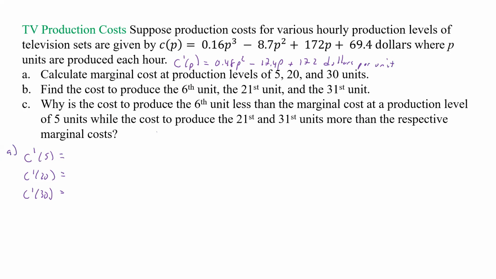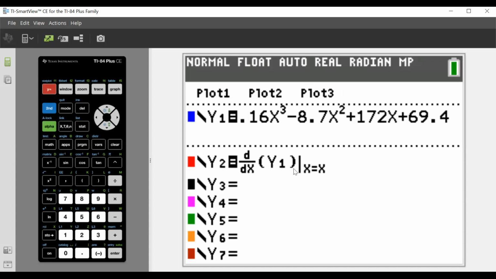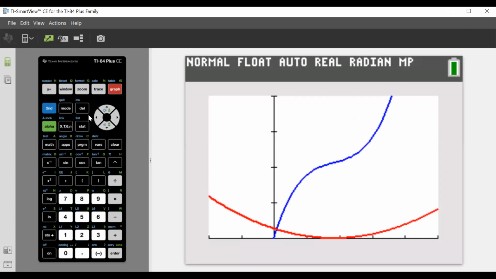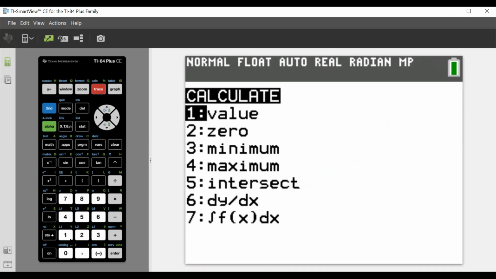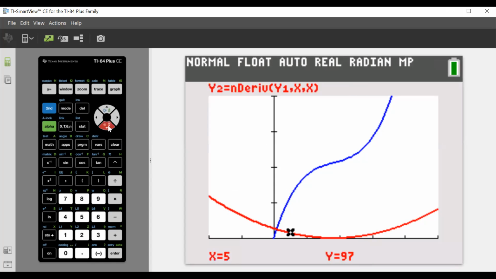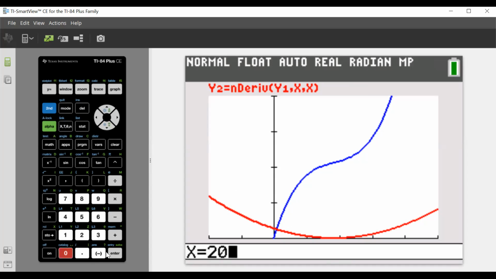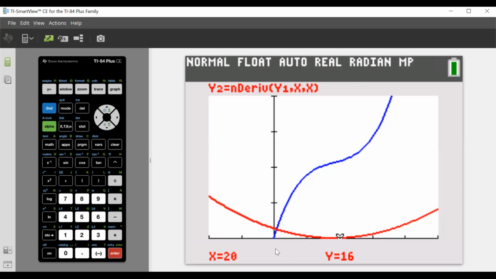So marginal cost, C prime of 5, C prime of 20, and C prime of 30, can be found by plugging those numbers into our derivative. An easy way to do this would be to plot it. We have our original function and we found the derivative, but we can just graph the derivative and trace it. I don't want the value of the cost function, I want the value of the marginal cost. So at 5, that's $97 per unit. For 20, that's $16 per unit, close to the minimum it looks like. And for 30, that's $82 per unit.